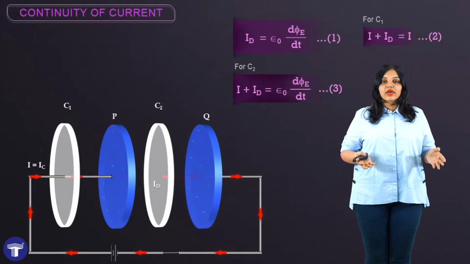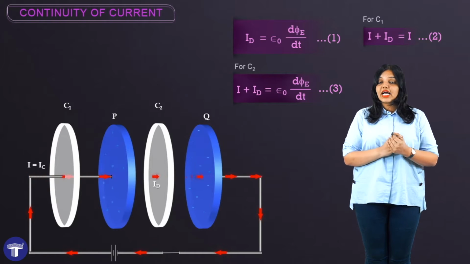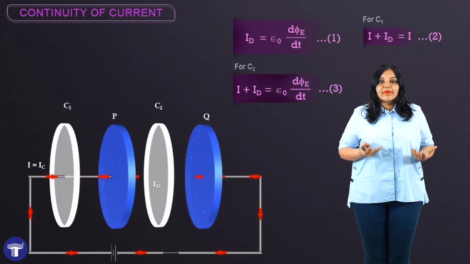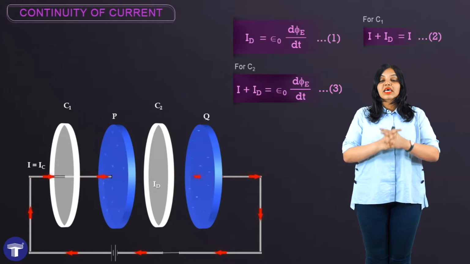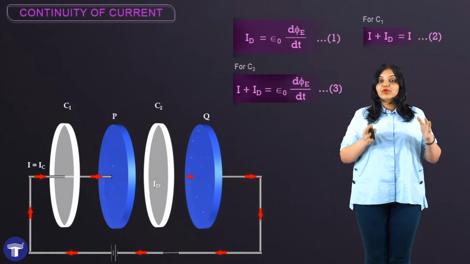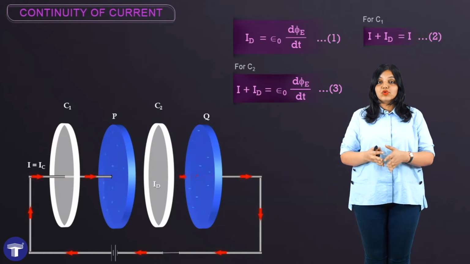And what is my goal here? My goal here is to show that I plus ID is the same for loop C1 and for loop C2, because that's what I'm claiming, that the sum will be the same irrespective of the loop you choose. And now if I want to prove that, I have to prove that equations 3 and 2 are equivalent.